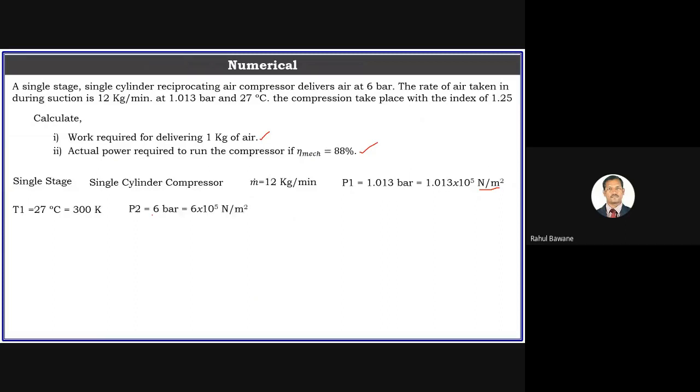The compression intake conditions are given: mass flow rate, pressure, and temperature. And it is compressed to 6 bar. So 6 bar will be 6 into 10 raised to the power 5 Newton per meter square.